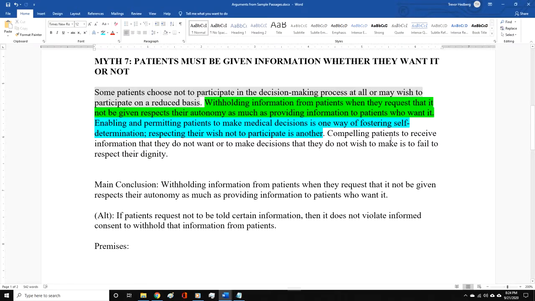What about the last sentence? Compelling patients to receive information that they do not want or to make decisions they do not want to make is to fail to respect their dignity. Dignity is also in some ways connected to autonomy, although it takes a little bit longer to flesh out the connection, but the idea is that treating people in sort of paternalistic ways and not respecting their wishes is fundamentally a failure to respect them as people and respect their status as adult human beings who can make rational decisions. So that is a separate idea that seems to be contributing to the same conclusion.